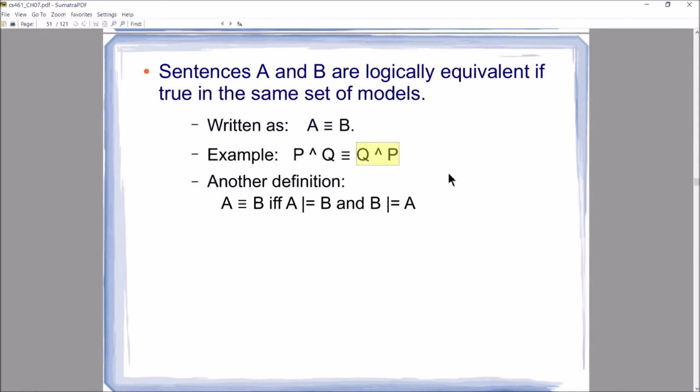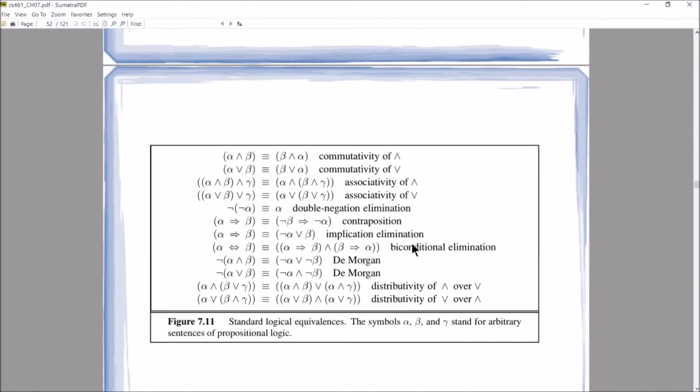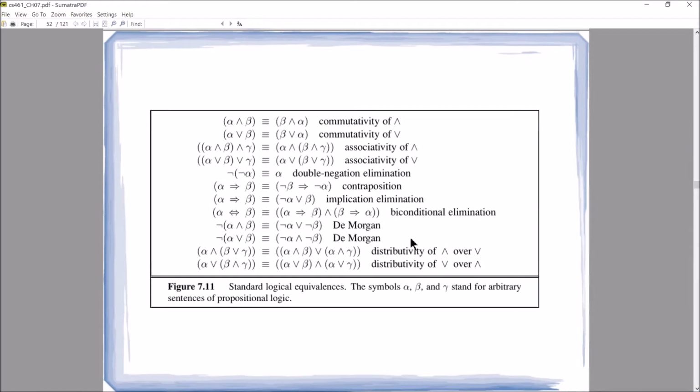So alternatively, you can say that two sentences, A and B, or alpha and beta, or P and Q, are equivalent only if they entail one another, right? So that's what this definition here is saying. A is logically equivalent to B if and only if A entails B and B entails A.